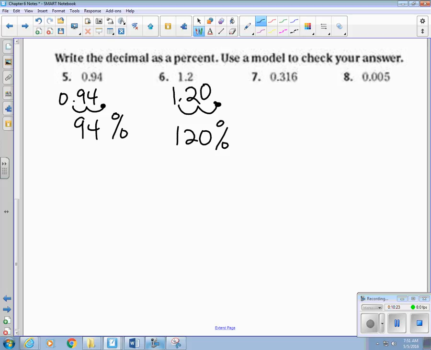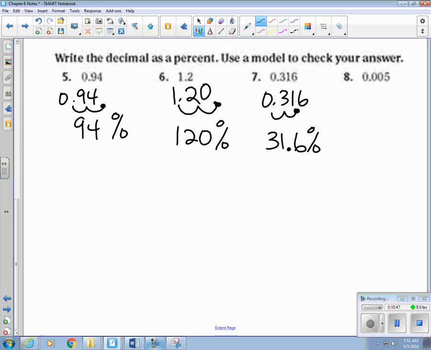Number 7, 0.316. Start off with our number. So I'm going to move my decimal point 2 places to the right and rewrite it. I'm going to rewrite that number. I don't need the 0. It doesn't add any value to the number. Keep our decimal point in there because there is a number to the right of it, and then add our percent symbol. So we have 31.6%.